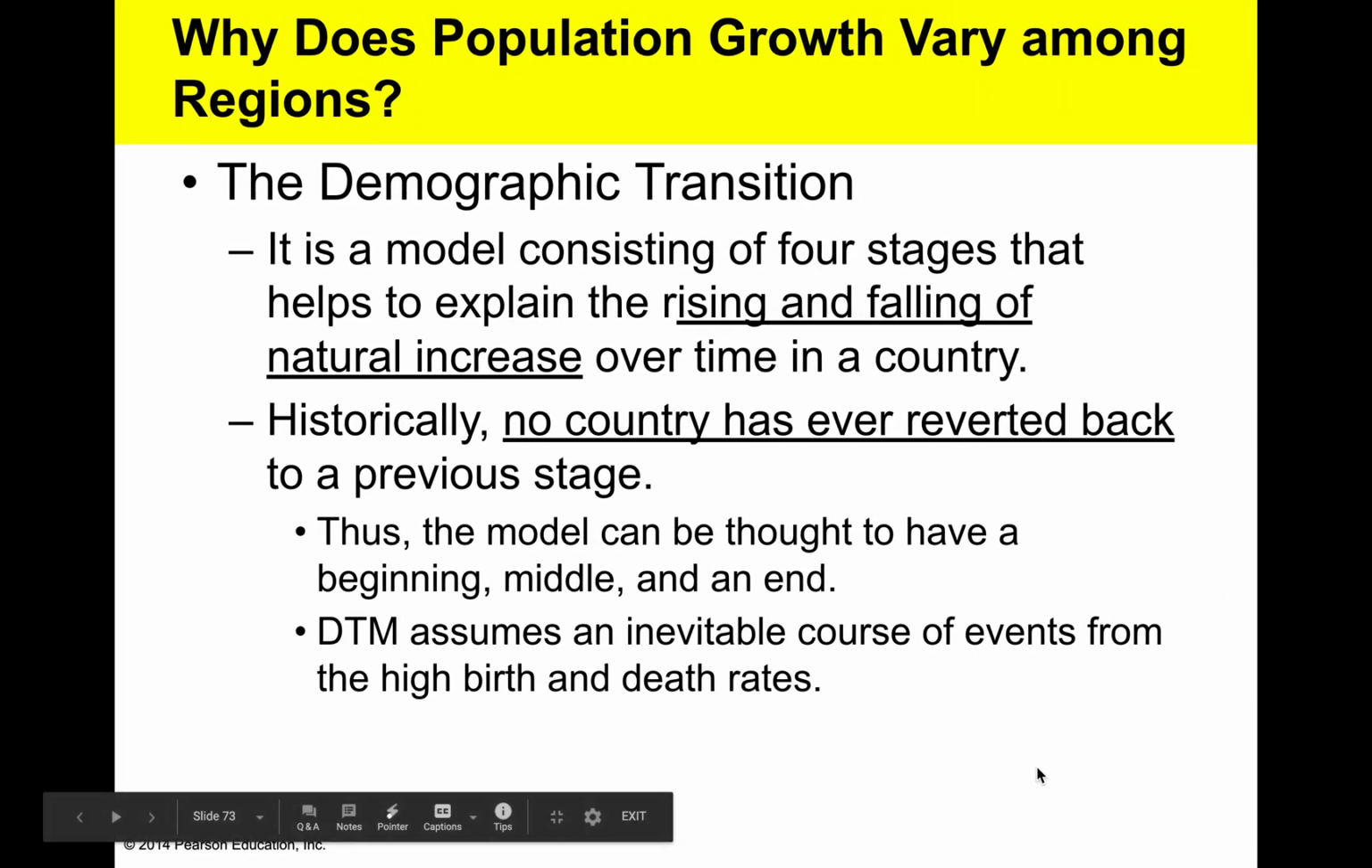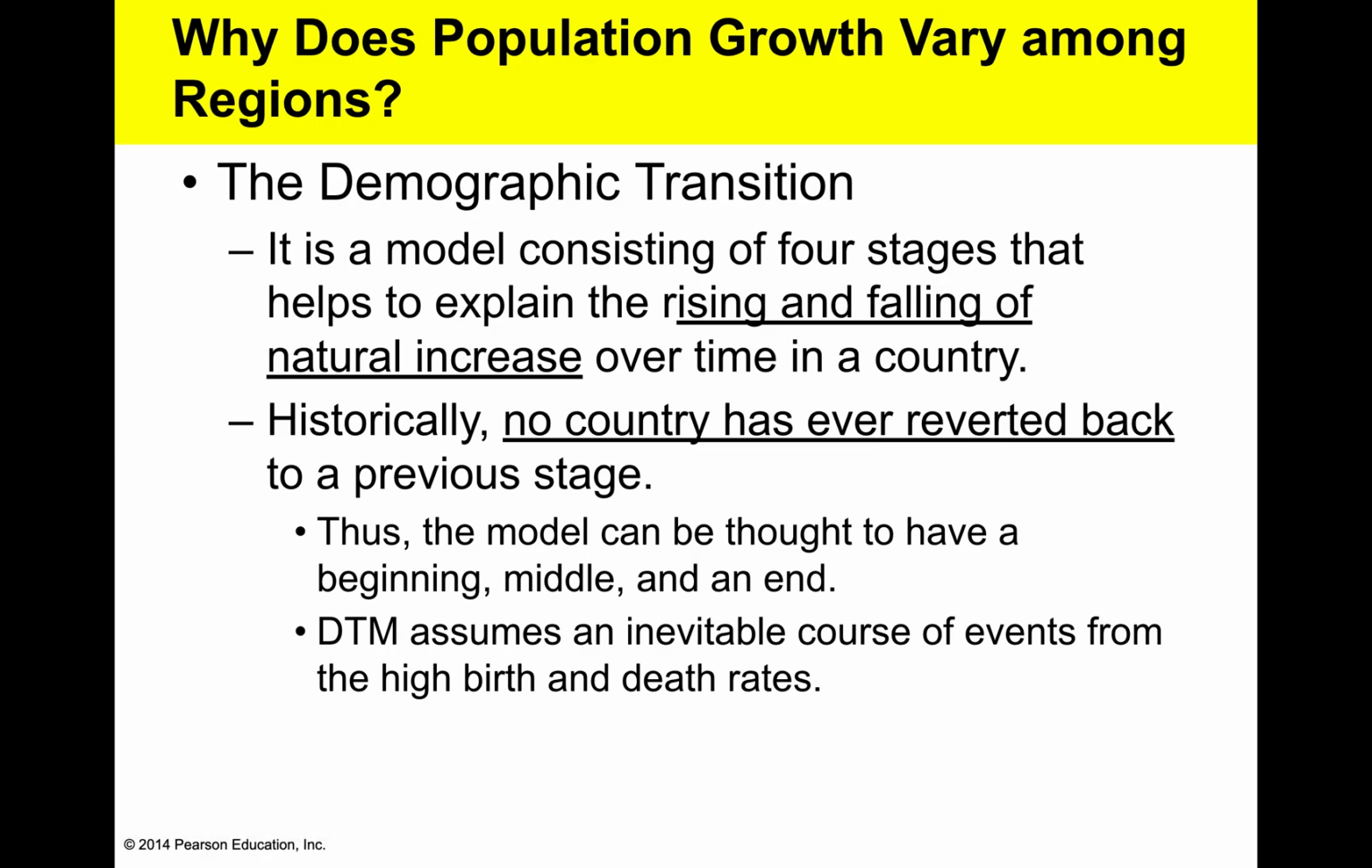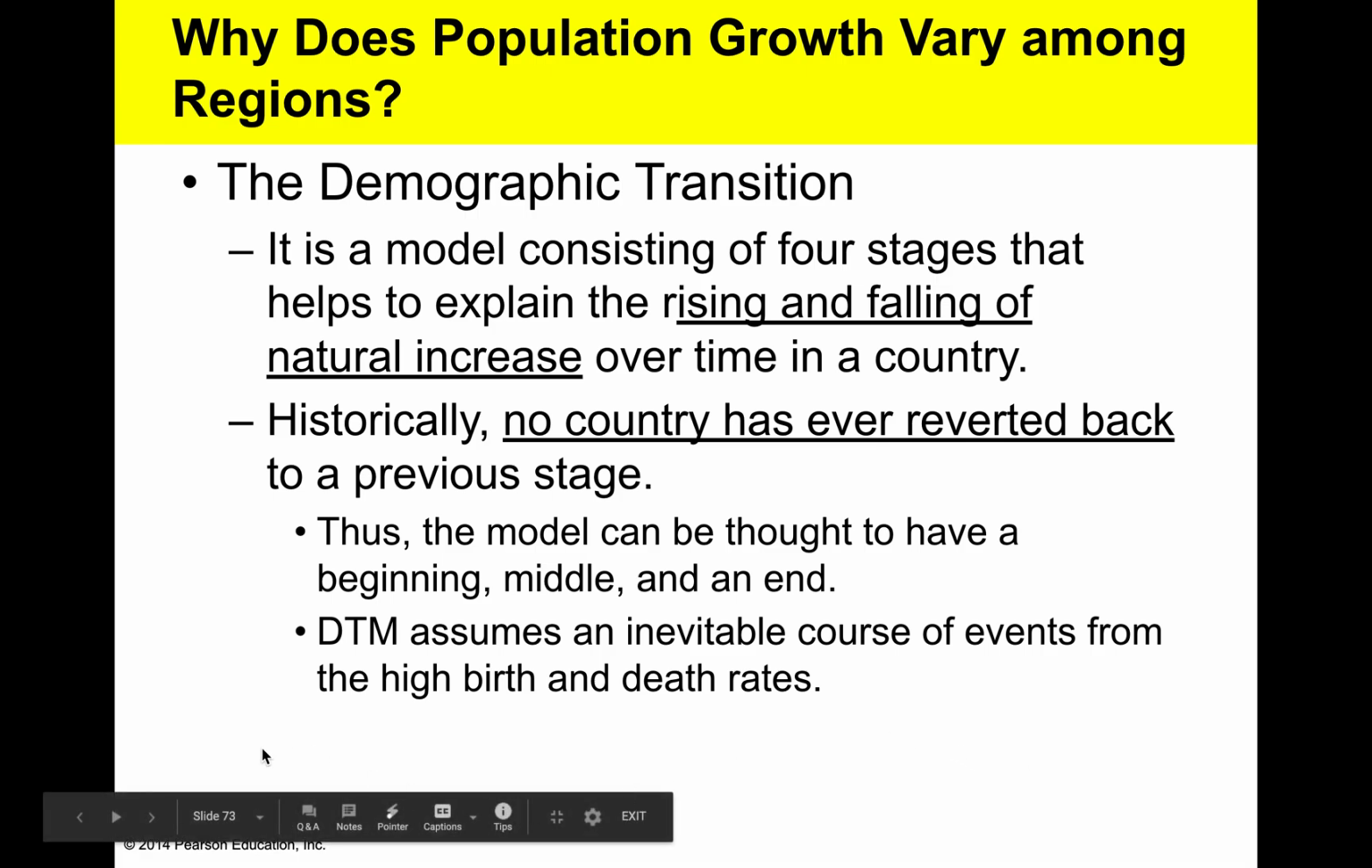All right, the demographic transition. The model consists of 4 stages. Some human geographers believe in a 5th stage. There's no country in stage 1, and a country has never reverted back or gone back stages in the DTM. The model can be thought of as having a beginning, middle, and end. The model also helps us understand development of a country, specifically economic development, and we'll talk about that with transitions today. DTM assumes an inevitable course of events, so it does have a bias towards the development that stages go through.